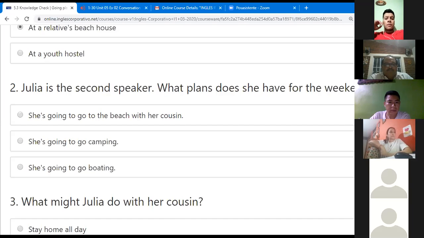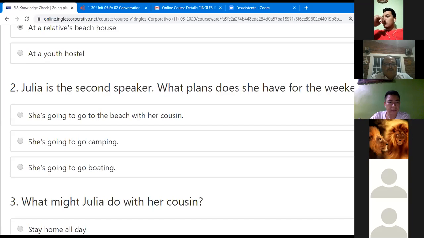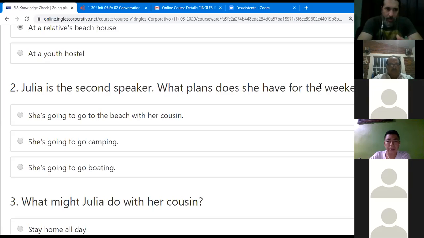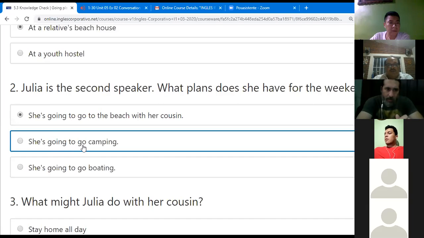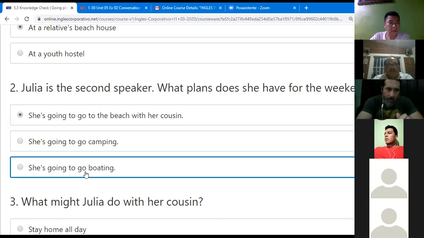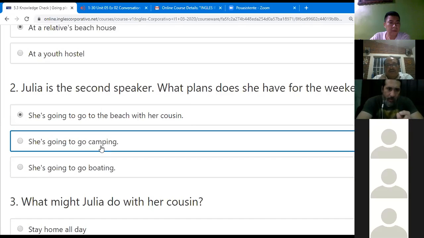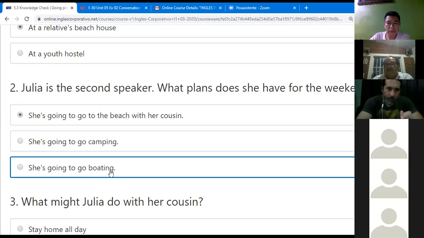Okay. The answer? She's going to go to the beach with her cousin. The first one. Now, look, for example, you say she's going to go to the beach. But here she's going to go camping, go boating. If you see, after go, you use activities in -ing.